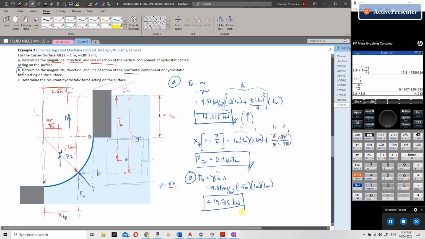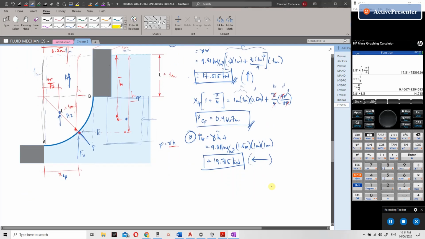What about the direction? To the left. And what is the line of action? What we are looking for is the distance from the bottom of the gate. It was not specified what our reference is, so we take the bottom of the gate. This is the distance we are looking for, distance y.